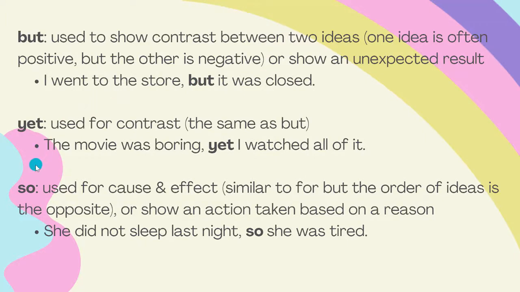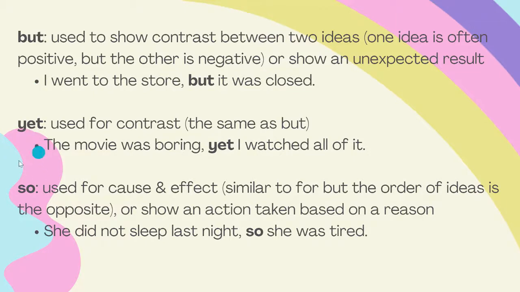Next, yet. Used for contrast, the same as but. So here, but and yet have the same meaning. Later in your exercise, there will be two options. You can use both but and yet in the same sentence.